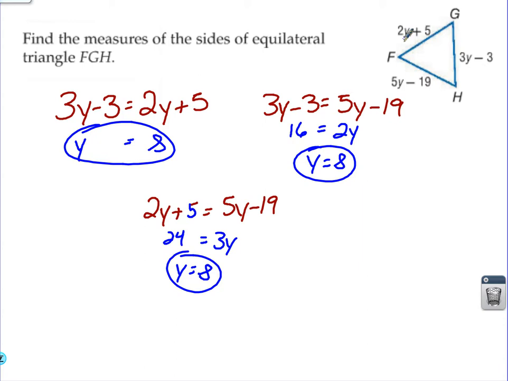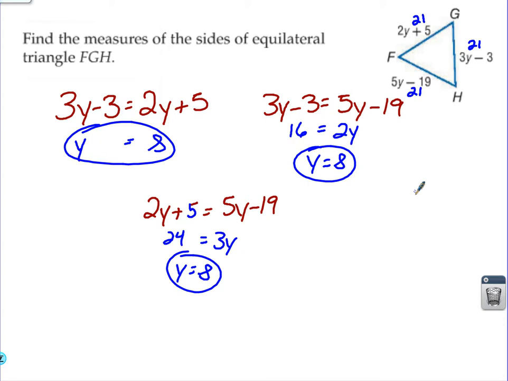If y is 8, 2 times 8 plus 5, anybody? Thank you. 3 times 8 minus 3, 21. 5 times 8 minus 19, 21. So it checks out. It's equilateral. If it didn't check out like that, we did something wrong.